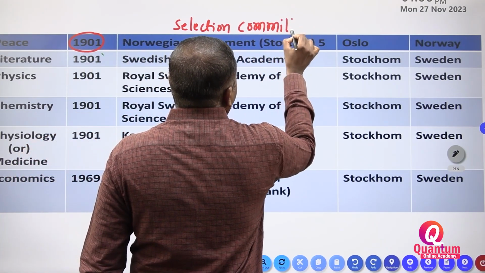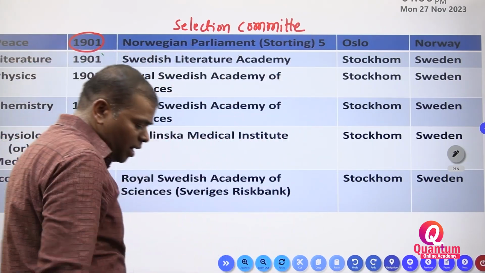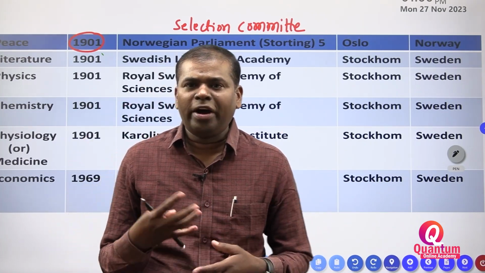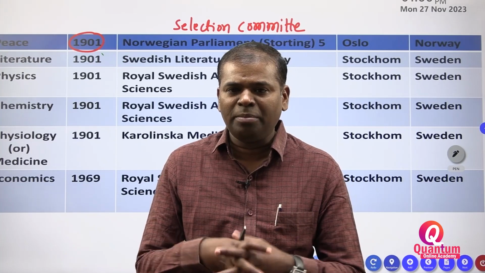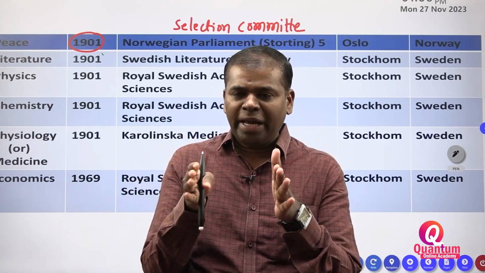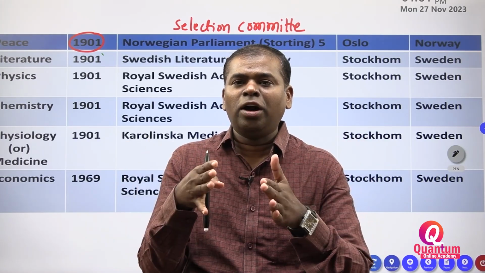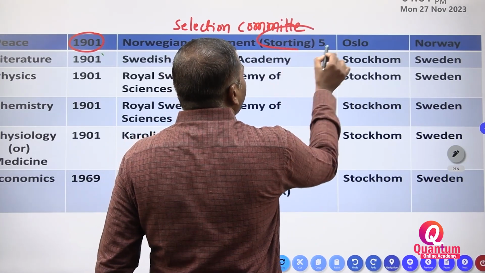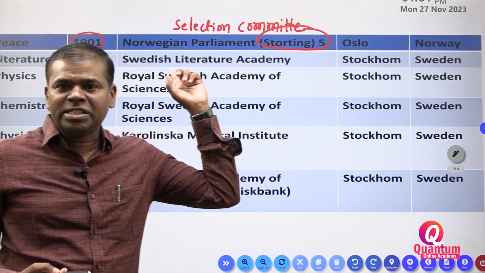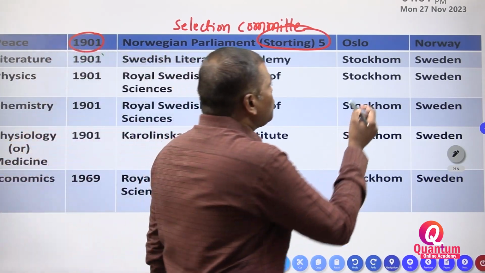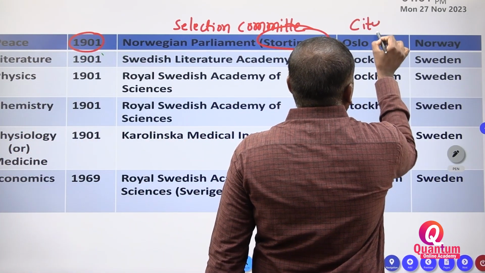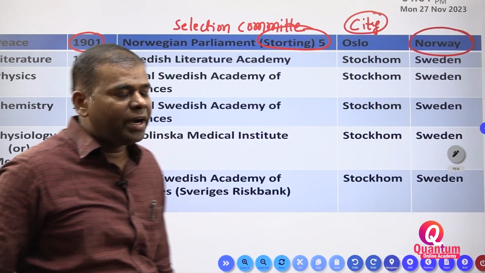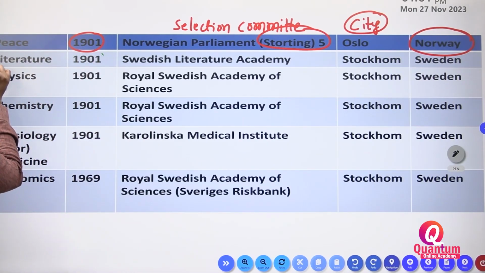That selection committee is the Norwegian Parliament. The Norwegian parliament has many people, just like our Indian parliament has 545 people. From that many, we are shortlisting. How many people? A committee of 5 from the Norwegian parliament. So it is shortlisted to 5 people. Where do we give this Nobel Peace Prize? In Oslo city. The awarding ceremony city is Oslo. Where is Oslo? Norway. The country is Norway.